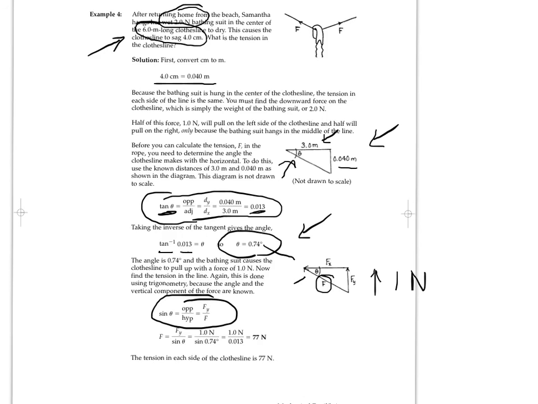Sine is opposite over hypotenuse, and we're solving for F. So that's going to be Fy over the sine. So we're going to take 1 newton over the sine of 0.74 degrees, which is 0.013. Oh, look at that, same thing. Isn't that interesting? And we get 77 newtons for our final answer. All right, so hopefully those make sense. Go ahead and work the other problems after that.